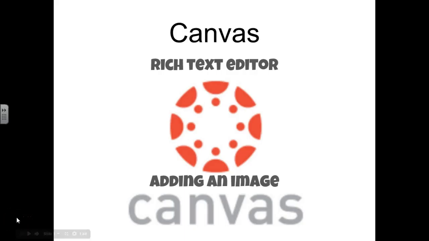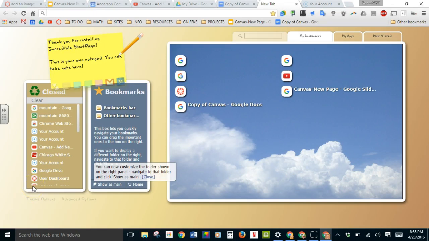Today I'm going to look at adding an image using the rich text editor. Before you can add an image into the rich text editor, you have to have an image that you would like to add. So real quickly, I'm going to show you how to get an image off the internet and put it into your Google Drive.